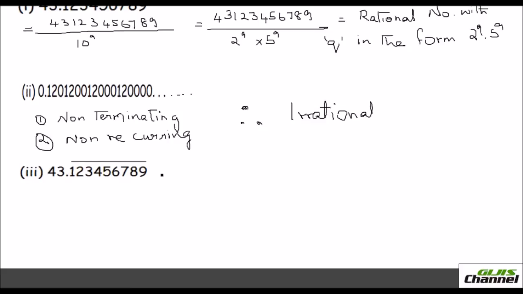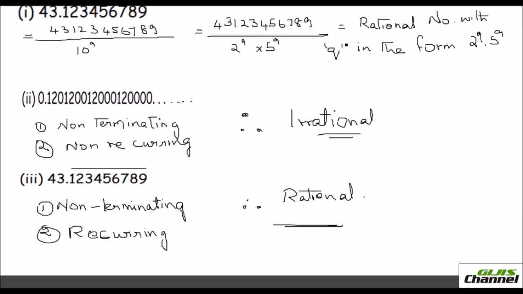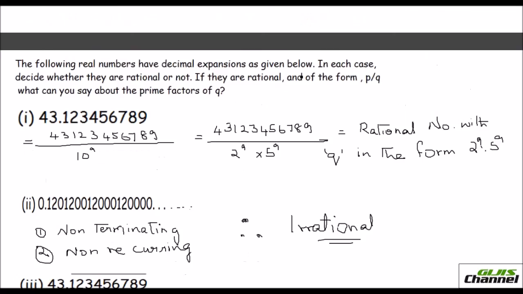Now the last one here. The line on top of these numbers shows that 1, 2, 3, 4, 5, 6, 7, 8, 9 is repeated. Okay. So here this is non-terminating because we don't know where it ends. But still it is repeating, recurring. So I can write non-terminating as well as recurring. So here this is a rational number. Okay. Did you understand the difference between rational and irrational numbers?